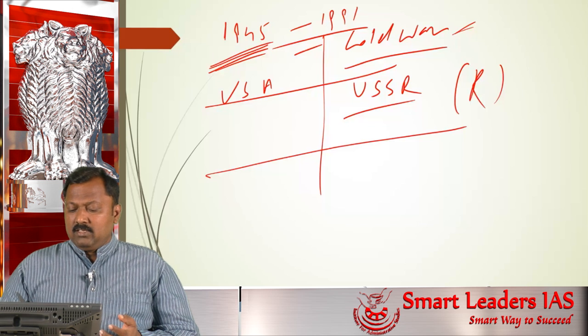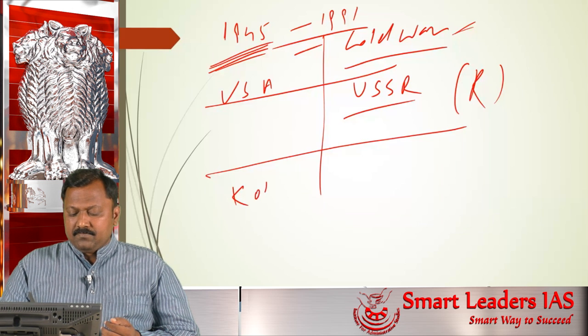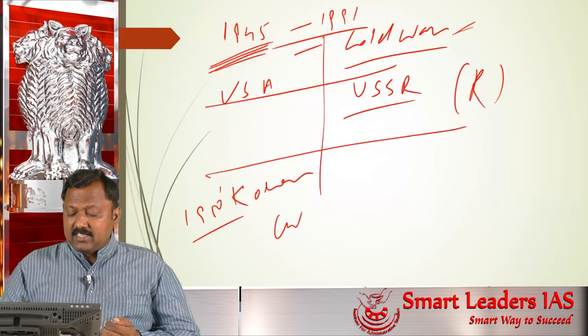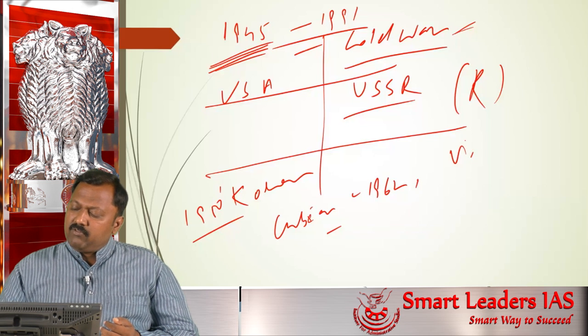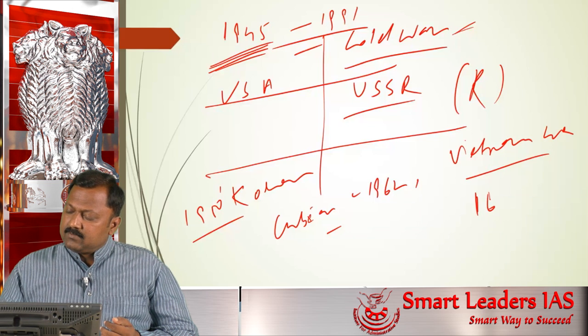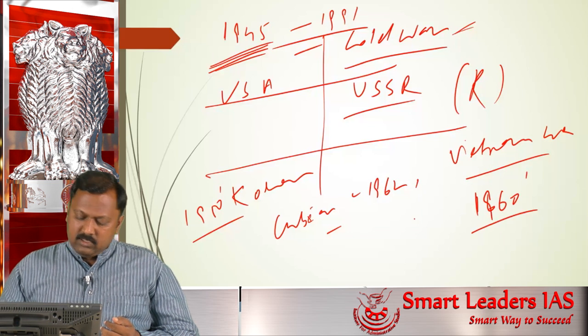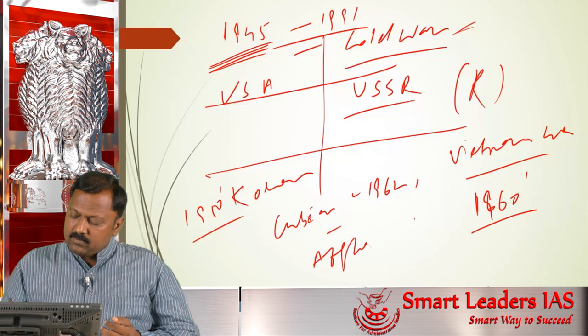In this Cold War, you must know the Korean War, which happened during the 1950s, and the Cuban Missile Crisis in 1962, and we have the Vietnam War in the 1960s, and later the Afghan War in 1979-80.